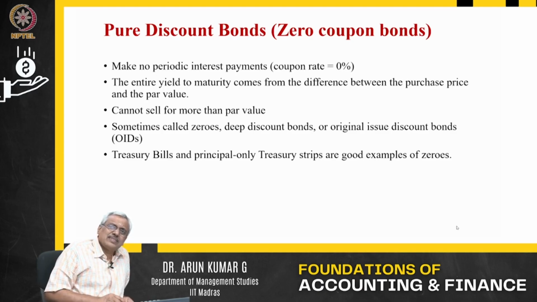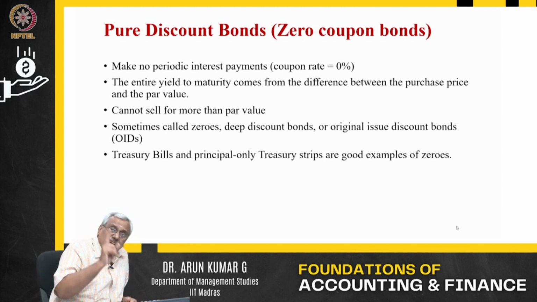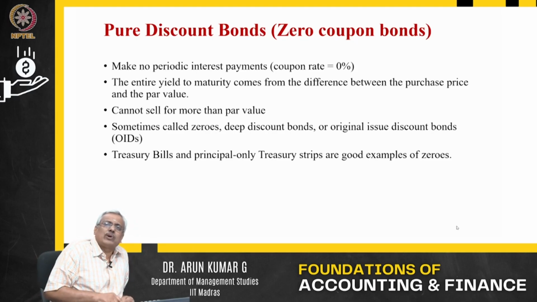Then we have what are called pure discount or zero coupon bonds or deep discount bonds. Deep discount bonds, number one, will not have a coupon rate. They will have a tenure, but no coupon. There is no interest payment every year. It is one lump sum payment that happens at the end of the tenure of the bond. Now, you will buy the bond at a price. I am going to say it's a deep discount bond.